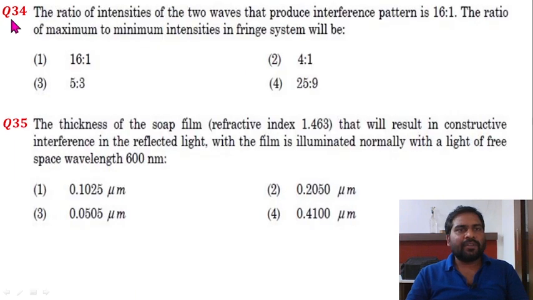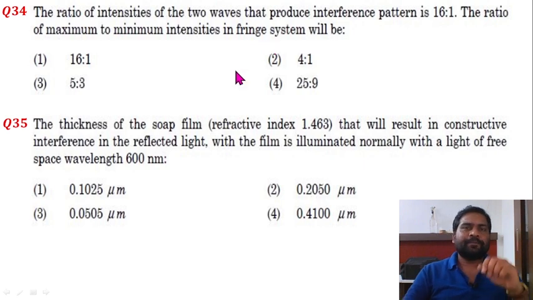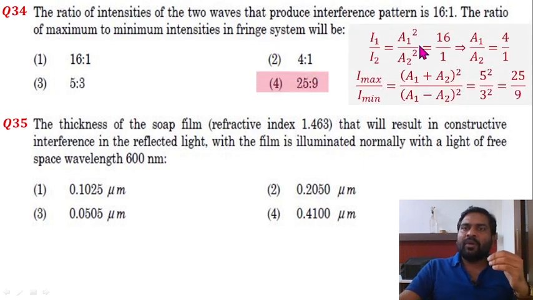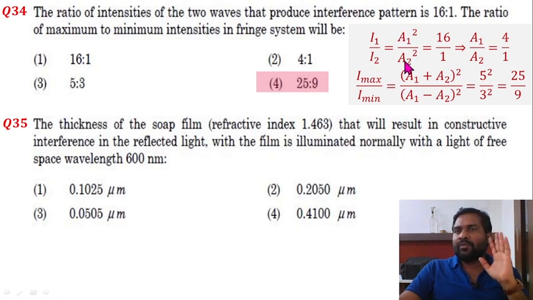Question 34. The ratio of intensities of the two waves that produce an interference pattern is 16:1. The ratio of maximum to minimum intensities in the fringe system will be? I1 divided by I2 equal to A1 square by A2 square, where A1 and A2 are the amplitudes of the respective waves. So the intensity ratio is equal to 16 by 1. That's why their amplitude ratio A1 by A2 equal to 4 by 1.